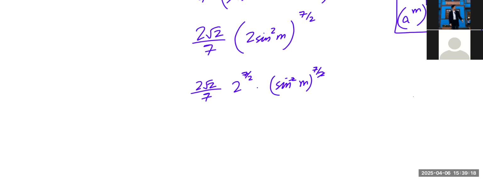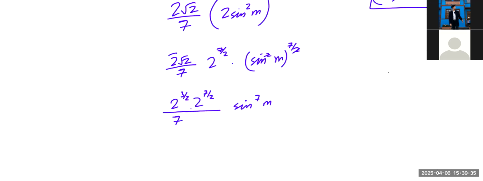So now we have 2 times root 2, which is 2 to the power of 3 over 2, times 2 to the power of 7 over 2 also. If this is non-calculator, that's why it's non-calculator, because you're supposed to figure out these indices yourself. 2 times root 2 is 1 plus 1 over 2, which is 2 to the power 3 over 2, times 2 to the power 7 over 2, which adds up to 1.5 plus 3.5, which is 5. And there you go.